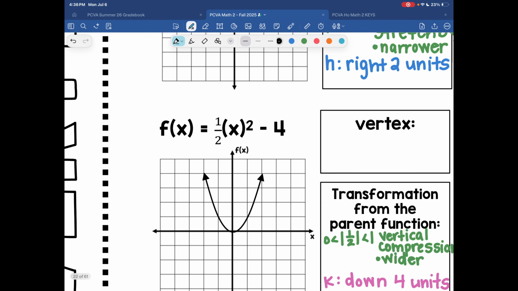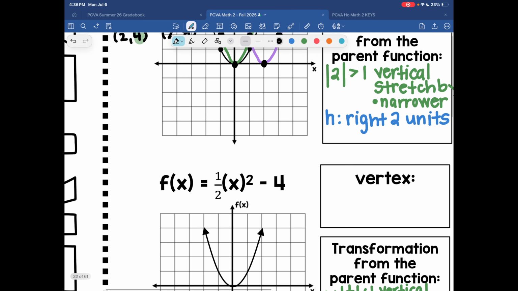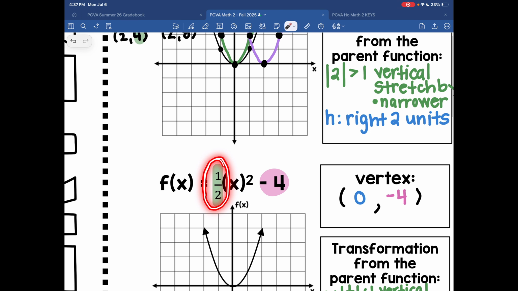All right, so for this one, I have an A value of 1/2. I do not have an H value this time. That H value inside the parentheses, there's nothing being added or subtracted, so my H value is 0. And then I have a K value of -4. So my vertex here is going to have an H value of 0 and a K value of -4. But in order to do this properly and to get the right graph, we're going to start by multiplying by 1/2.